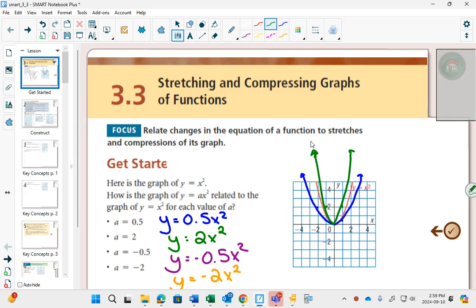Now we just learned what negatives do earlier. So if the blue graph is 0.5x squared, if I put a negative out in front, that negative is outside, that will take that blue graph and flip it down. So my purple graph is just the blue graph flipped down. And same thing with my orange graph, that would just be my green graph flipped down.